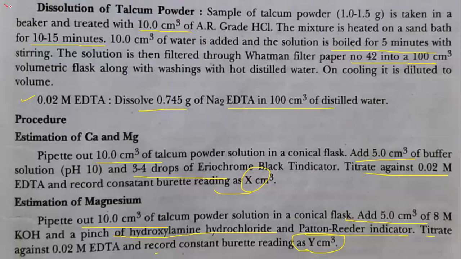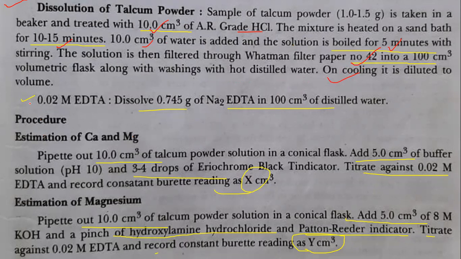So how is the sample prepared over here? A sample of talcum powder, about 1 or 1.5 gram, is taken in a beaker and treated with 10 ml of AR grade HCl. The mixture is heated on a sand bath for 10 to 15 minutes. Then 10 ml of water is added and the solution is boiled for 5 minutes with constant stirring. The solution is then filtered through Whatman filter paper number 42 into a 100 ml volumetric flask along with distilled water. On cooling, it is diluted to 100 ml.